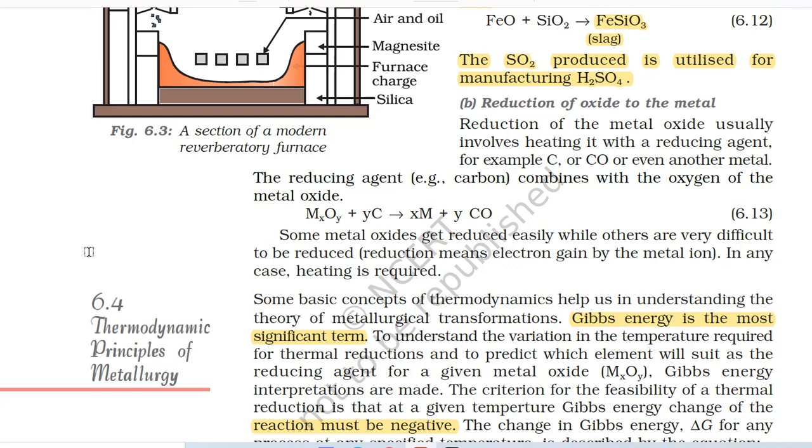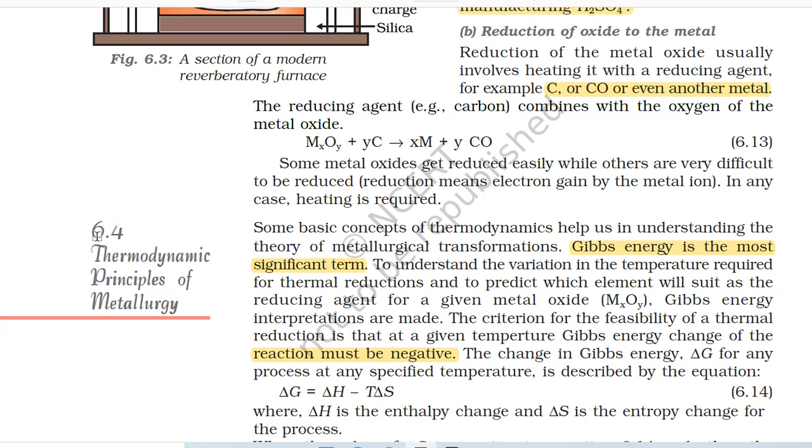B. Reduction of oxide to the metal. Reduction of the metal oxide usually involves heating it with a reducing agent, for example carbon or carbon monoxide or even another metal. The reducing agent, for example carbon, combines with the oxygen of the metal oxide. MxOy + y C gives xM + y CO. Some metal oxides get reduced easily while others are very difficult to reduce. Here, reduction means electron gain by the metal ion. In any case, heating is required.